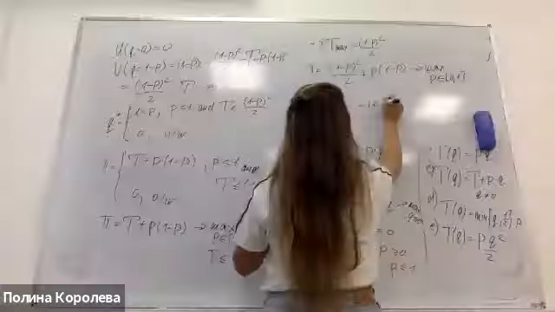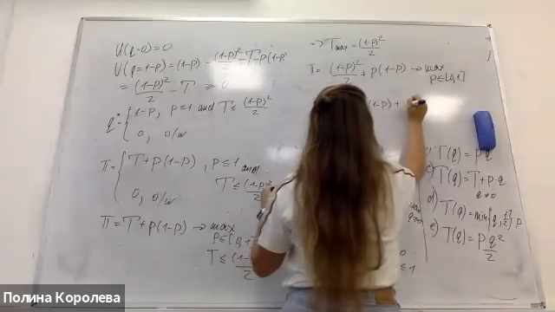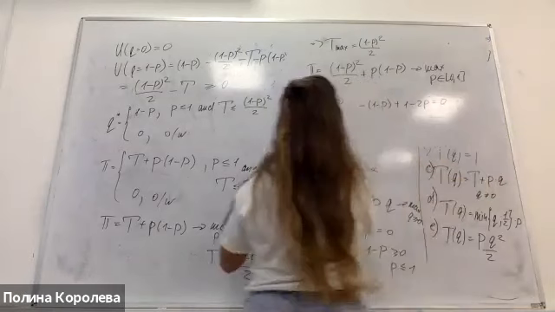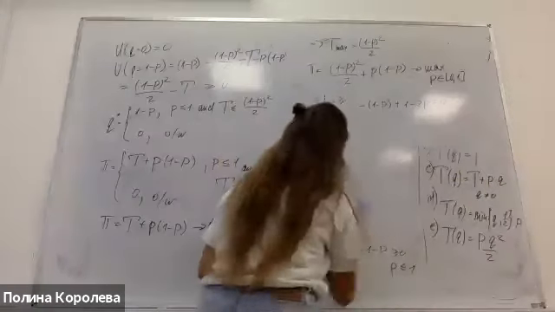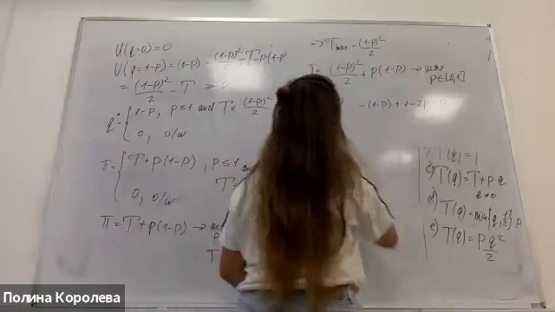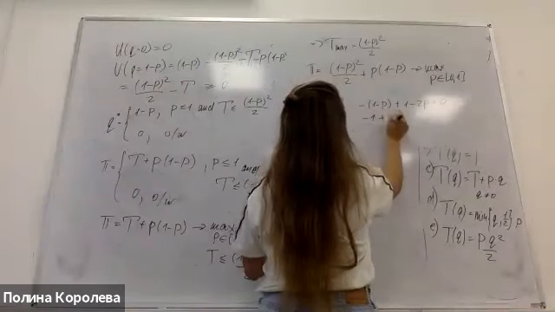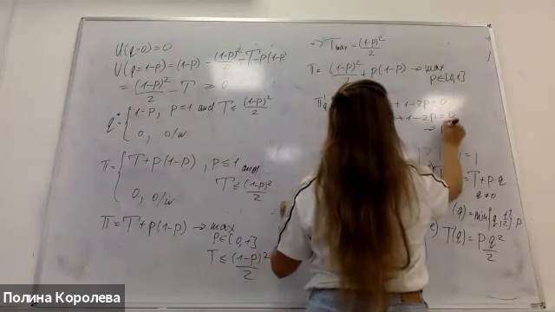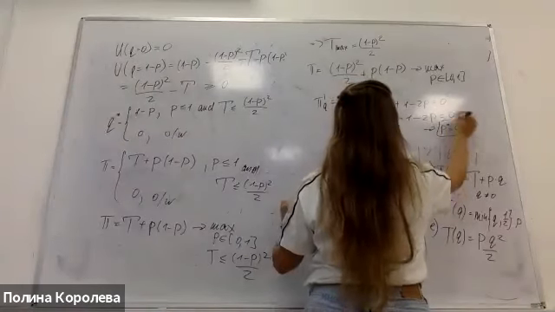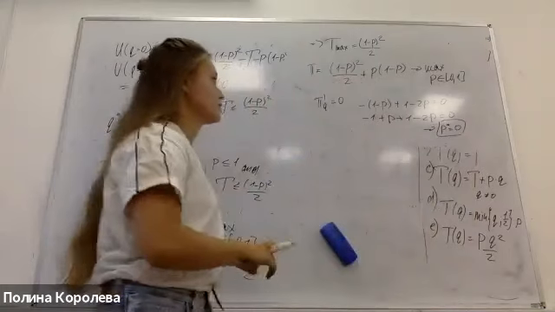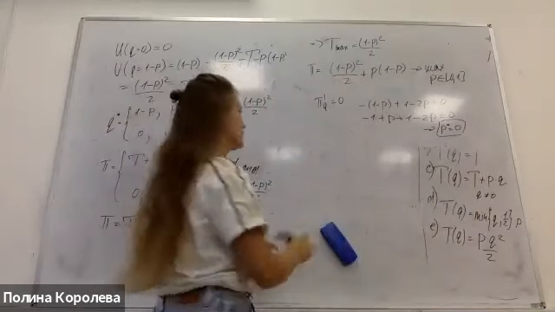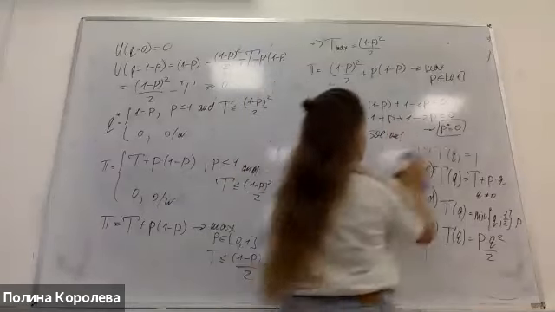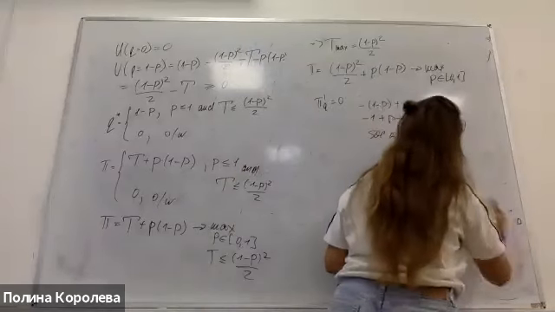Minus 1 minus p plus 1 minus 2p should be equal to 0. And from here, what you see, minus 1 plus p plus 1 minus 2p is equal to 0. From here, we see that optimal price is 0 from first order condition. We should check second order condition. Okay, you can check it at home.